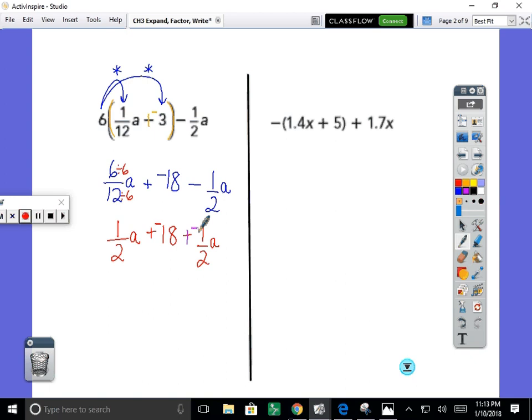So if I were to use a coding strategy, my A's are going to go with my A's. Well, a positive 1/2 A, take away a negative 1/2 A. Sorry, shouldn't have used that double negative. Let's try that again. A positive 1/2 A, take away 1/2 A, or a positive 1/2 A plus a negative 1/2 A. They're really going to cancel out, aren't they? Looks like I'm going to end up with 0 A's. And I still have that constant sitting there, plus a negative 18.